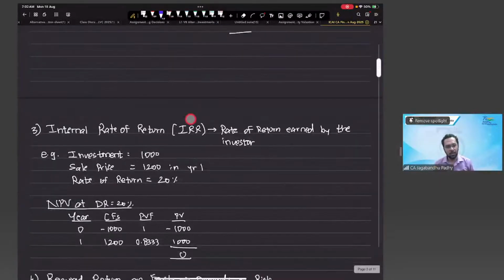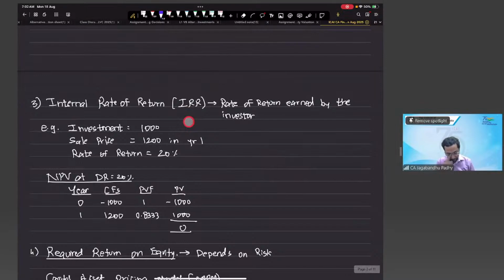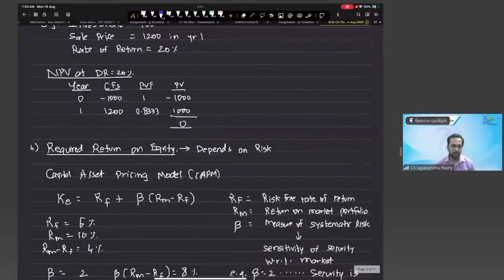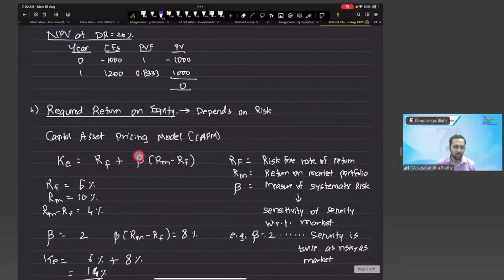Okay, then we had already known what an IRR is, the rate of return that an investor earns from the investment. Whereas the required return on equity depends on the risk. And a classic case of calculating return on equity was CAPM, wherein we simply said that the return that we want depends on the level of systematic risk that an equity has.